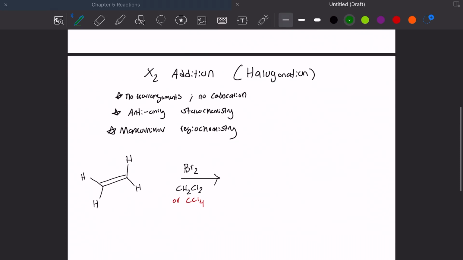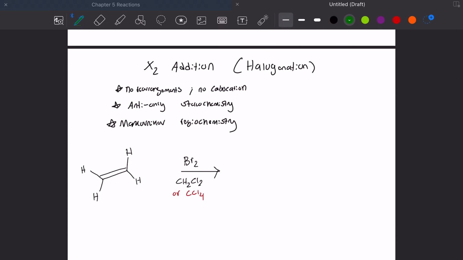But now, for the more complex mechanisms, the X2 addition, specifically halogenation: there are no rearrangements, which means there are no carbocations. This mechanism does not go through a carbocation. One thing to note is that it has anti-only stereochemistry, so the products are only anti, which I'll explain more. It still follows Markovnikov regiochemistry, where the bromine will want to add to the more substituted carbon in the double bond, but I'll explain as we continue.